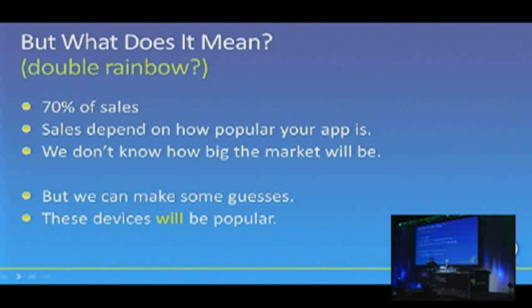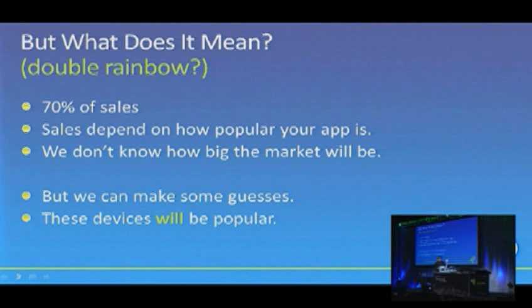So it's 70% of what you sell. Okay. So sales depend on a few things: how popular your app is, how big the market is, so how many phones are out there in people's hands. So we don't know that at the moment. We've heard some rumours on the gadget sites. There's a rumour about $1 billion that Microsoft's throwing at this to get it out there. I don't know if that's true or not. I don't work for Microsoft.